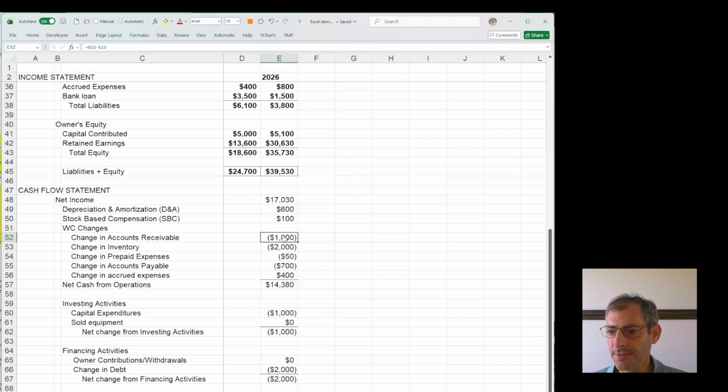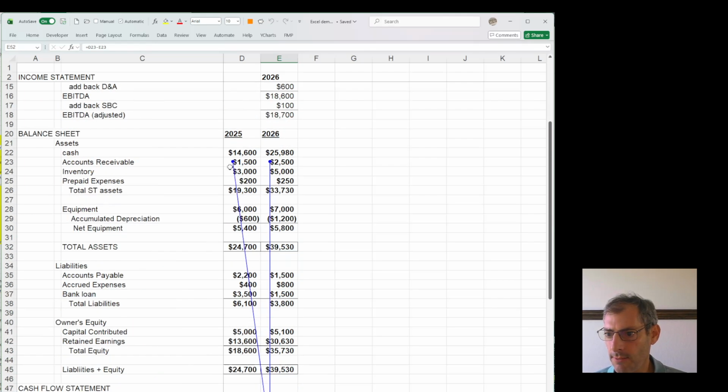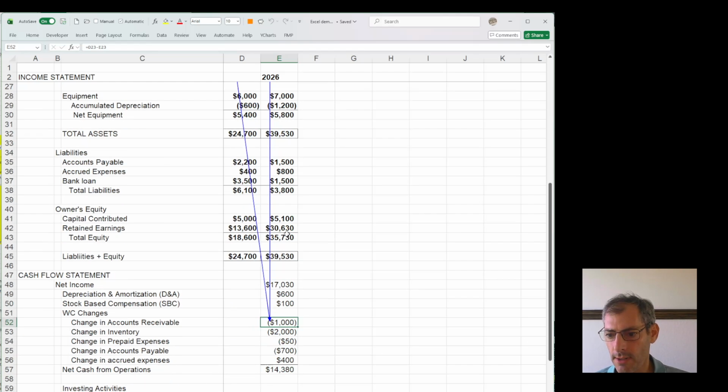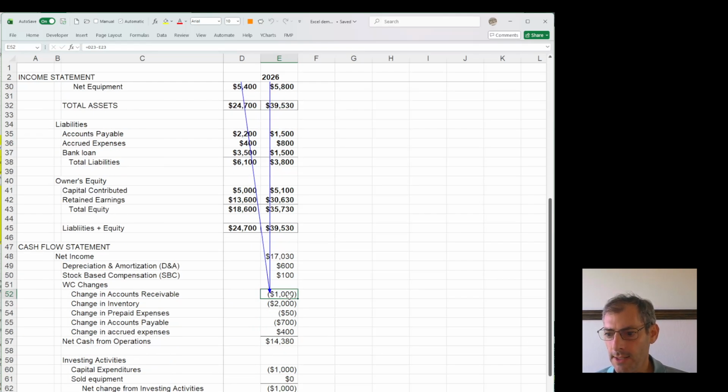So our accounts receivable, what happened? I'm going to do a little thing here. It's a formula. It's basically taking what it was before minus what it is now, right? So our accounts receivable went up to $2,500. What does that mean? That means we're expecting to receive $1,000 more at the end of 2026 than we were at the beginning. So that's $1,000 less cash that came into us during the year. So we're reflecting that here.